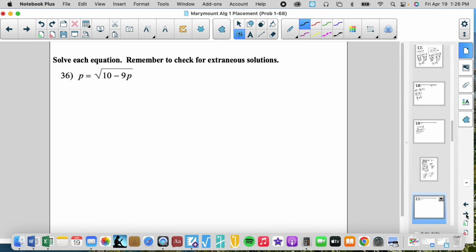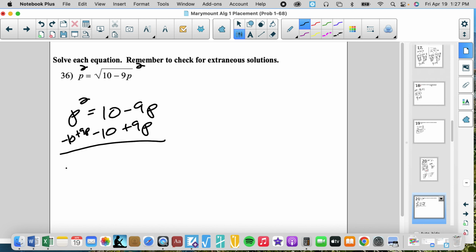We've got to be careful. We're going to square both sides. We get p squared equals 10 minus 9p. Let's move things. Why am I moving it to the left? Because I want my first term, p squared, to be positive.